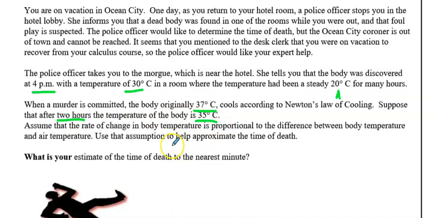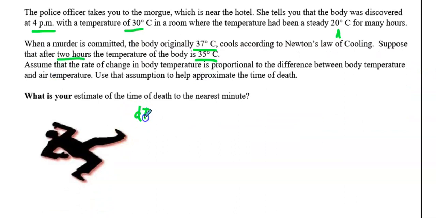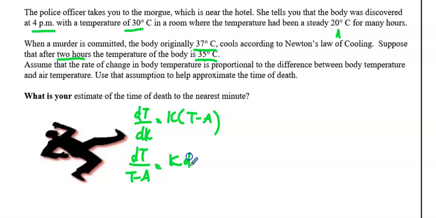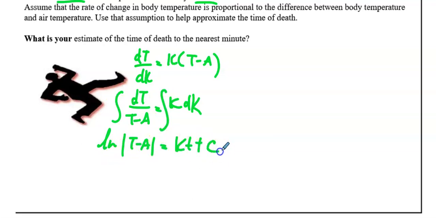Now, we could take the equation that we just had at the very top, which you guys see right here as we wrote it, and we can solve this differential equation. We can solve this differential equation by going dT over T minus A is equal to k dt. So separation of our variables. And when we do this, we're going to integrate both sides. We're going to get the natural log of the absolute value of T minus A is equal to kt plus C.